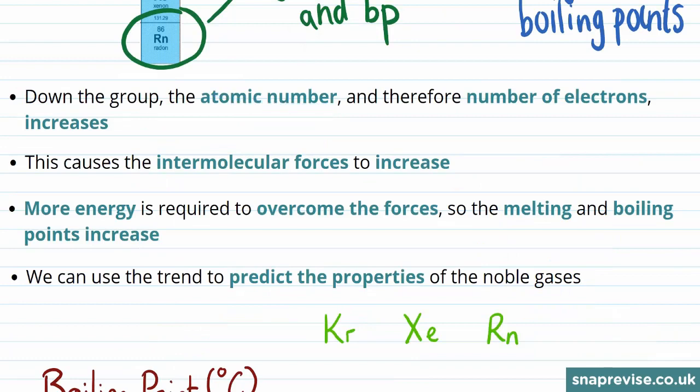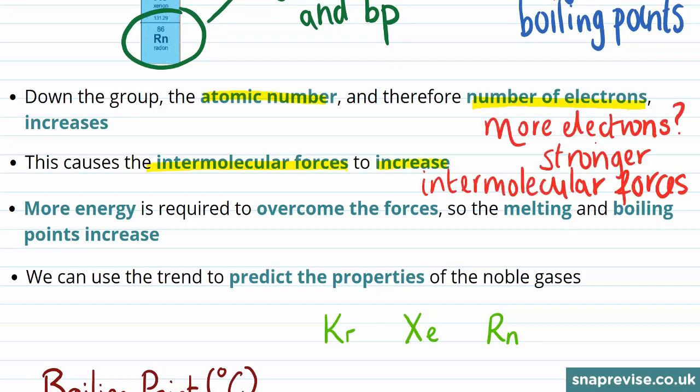As we travel down a group in the periodic table, we know that the atomic number and therefore the number of protons increases. For an atom, the number of protons will be exactly the same as the number of electrons. So as we travel down group 0, the number of electrons also increases. Intermolecular forces are what hold the atoms or molecules in a solid together. And we generally see that the more electrons involved, the stronger the intermolecular forces.